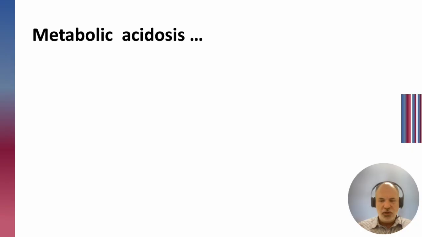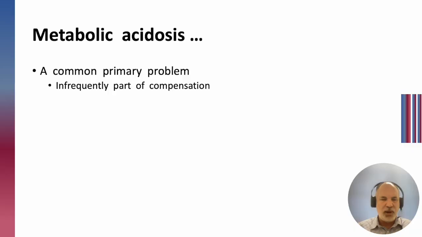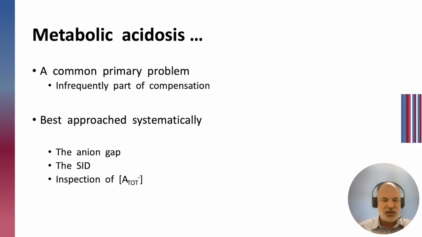So if we start to look at metabolic acidosis first of all, this is a common primary problem. So we encounter metabolic acidosis very frequently in the clinical environment, and a reduction in base excess is far more seldom part of compensation. So if we have to deal with metabolic acidosis, we should approach it systematically, and the traditional teaching is to use the anion gap, but we can also use strong ion difference and have a look at the total amount of weak non-volatile acids, so ATOT.